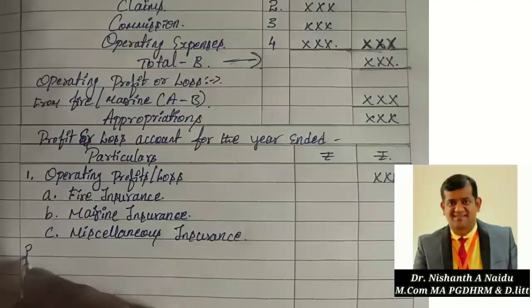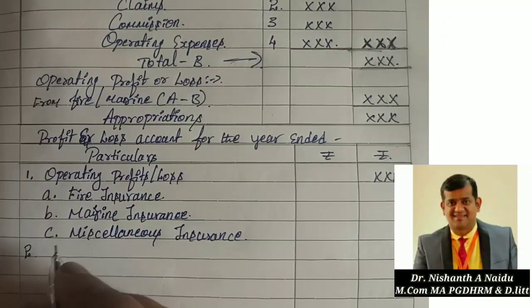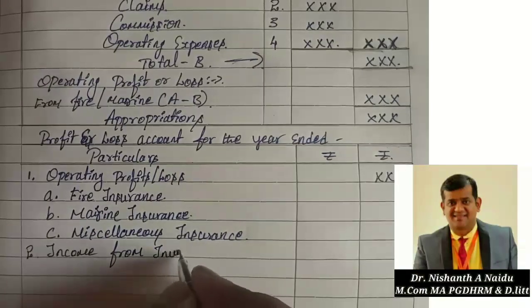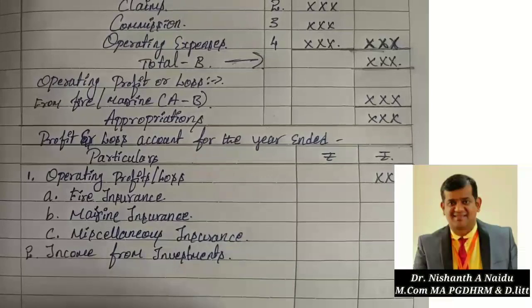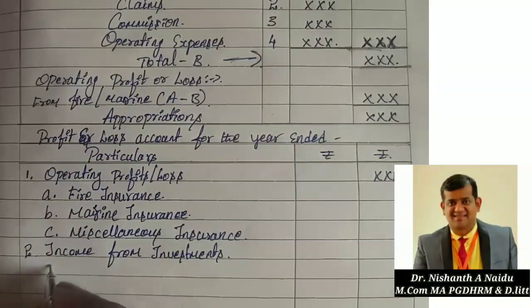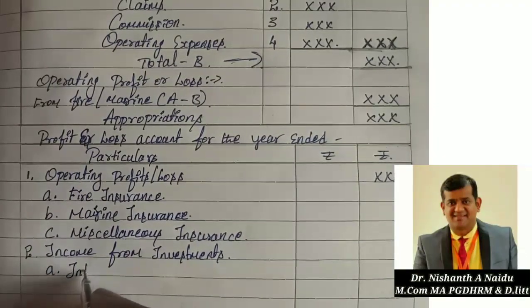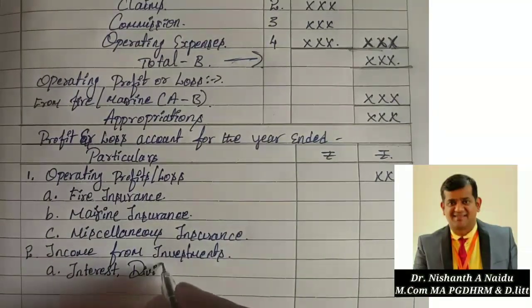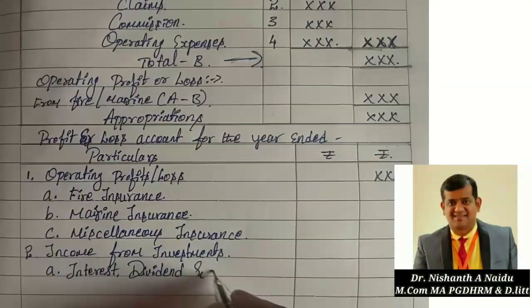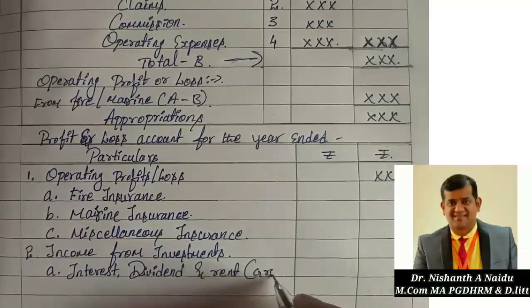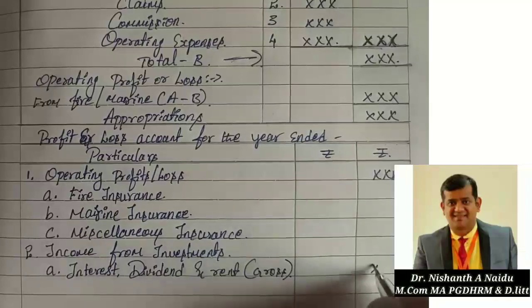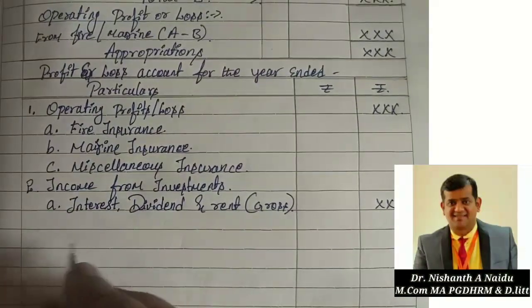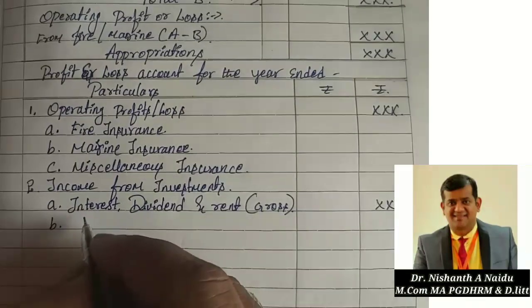Next is income from investments. So under that, write point A, interest. If you have received any kind of interest, any dividend, and rent, any rent if you have received, you have to write the total gross value of the same here. After this, point B, that is profit on sale of investment.